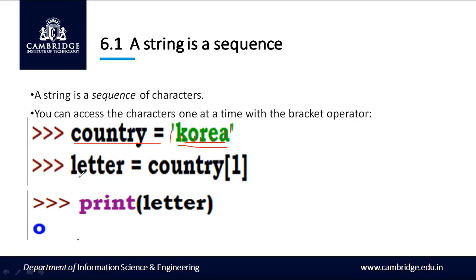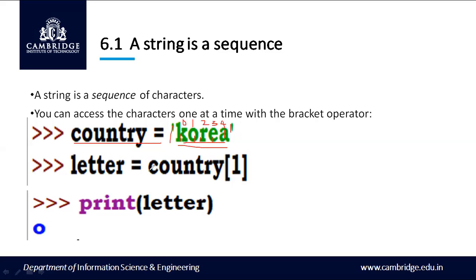Now if we want to know which character is in which position, we can use the offset value. You can see here the offset value for a string starts from 0, 1, 2, and 3 and 4. According to this string Korea, the offset values of each and every character in this string are 0, 1, 2, 3 and 4.